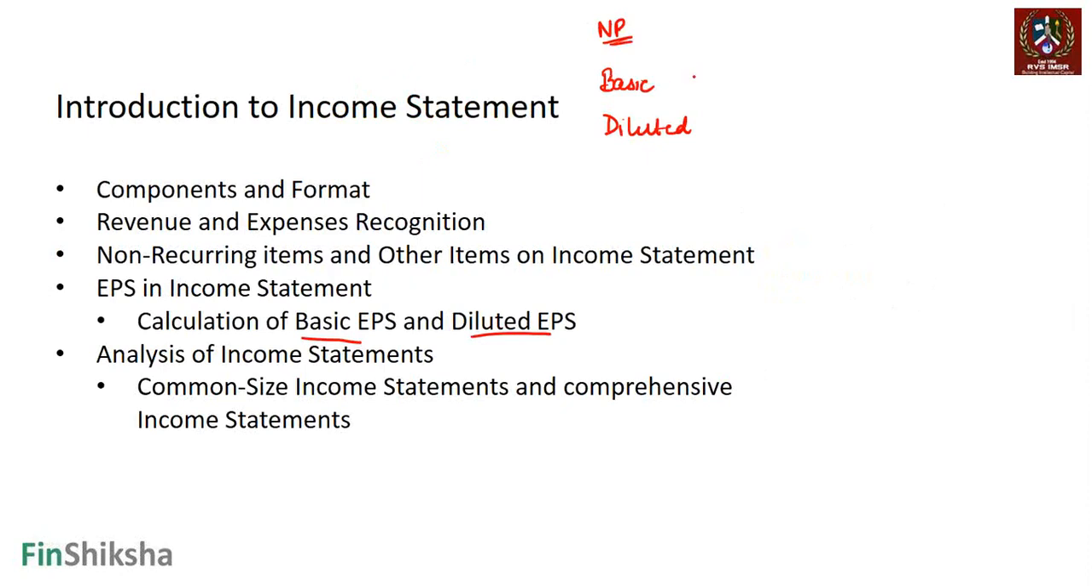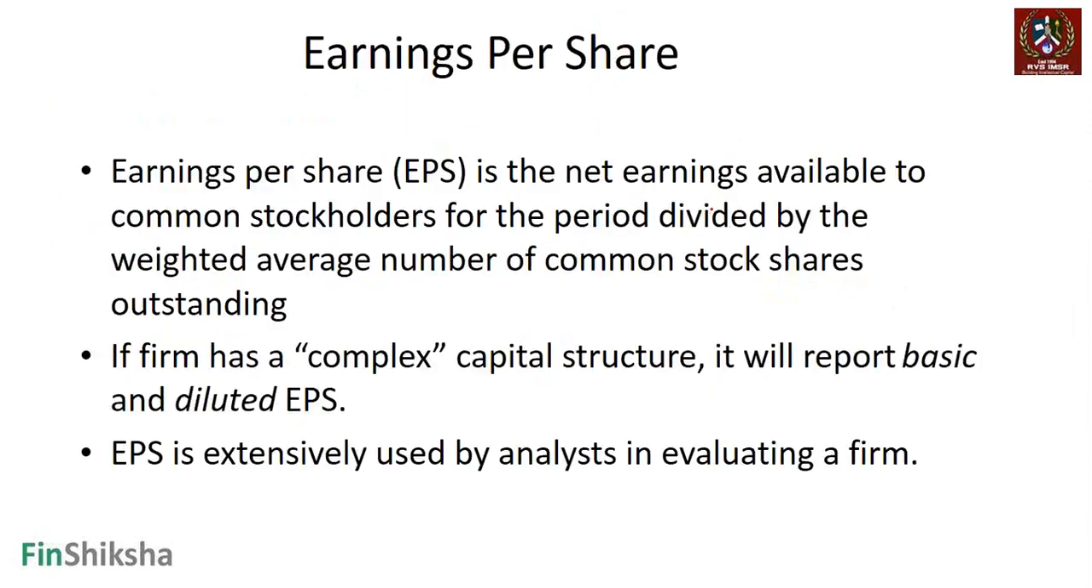So let's first understand the concept of earnings per share, and then extend that to what we mean by basic and what we mean by diluted in this context, right? So earnings per share is the net earnings available to common stockholders for a period divided by the weighted average number of common shares outstanding, essentially. So in a sense, if you hold one share, what is the share of profits that you will get, or profits entitlement that you get.